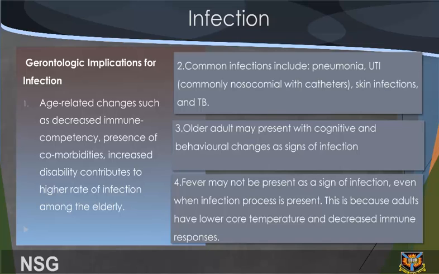Two, common infections include pneumonia, UTI (commonly nosocomial, with catheters), skin infections, and TB. Three, older adults may present with cognitive and behavioral changes as signs of infection. Four, fever may not be present as a sign of infection, even when an infection process is present. This is because older adults have lower core temperature and decreased immune responses.